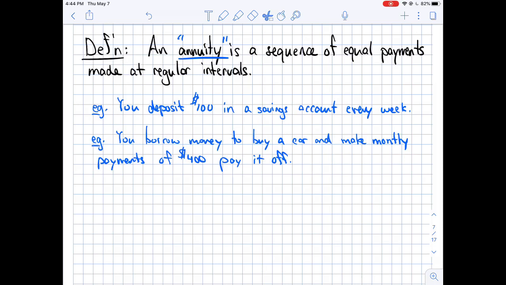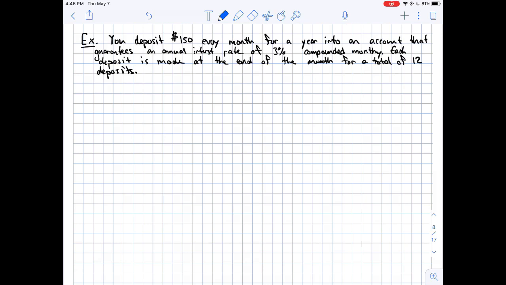Okay, so now that we have defined what an annuity is, we're going to look at the connection between a basic annuity and a basic geometric series. Here we have our first example, and we're going to relate an annuity to a geometric series using it. The setup is that you have $150 being deposited every month for a year into an account, and that account guarantees an annual interest rate of 3%, compounded monthly.